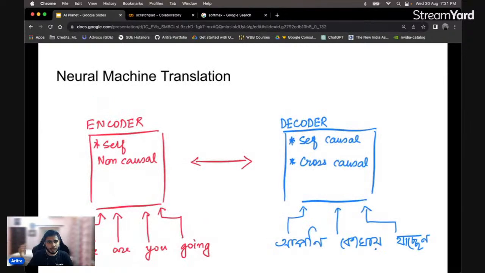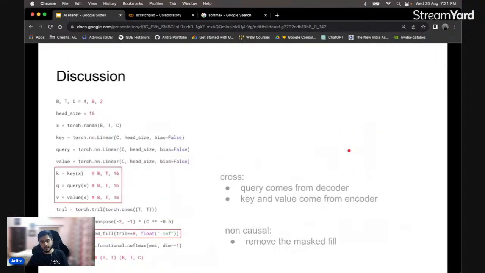model. Now, a neural machine translation model, and this is English to Bengali, has two parts, an encoder and a decoder. Encoders have attention mechanisms that are self non-causal, while the decoder has attention mechanisms of two kinds: one is cross causal and the other is self causal. Both of them are causal, but one is self, one is cross. And coming back to these slides, how do we make the self part cross and causal to non-causal? The self part can be termed cross attention and not self attention only when the query comes from the decoder and key and value come from the encoder.